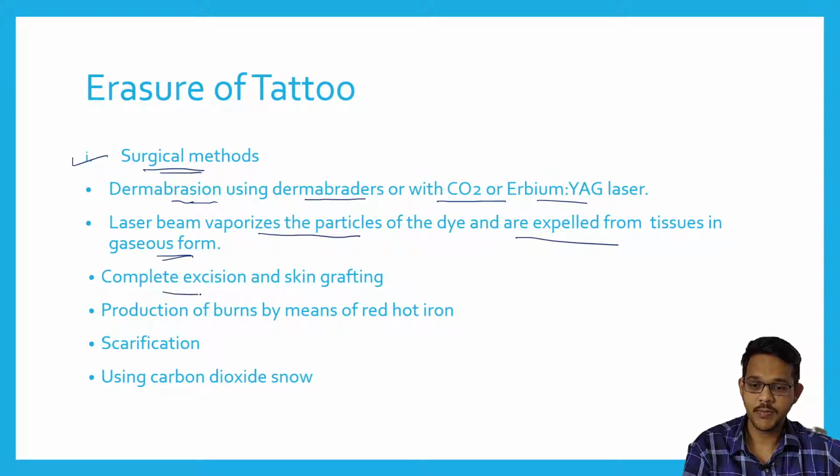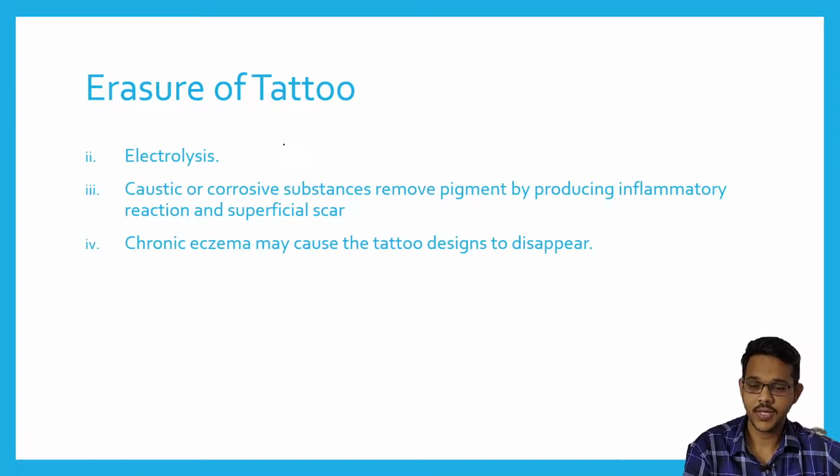Next method is complete excision and skin grafting of the part where the tattoo mark is present. Production of burns by means of red hot iron, so the skin can be completely burned. Scarification, where the tattoo mark is present, it can be scarred. An injury may be made, and when the scar tissue is formed, the tattoo mark will be removed. Using carbon dioxide snow is also one method of removing tattoos.